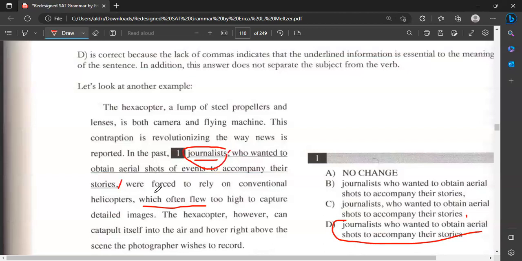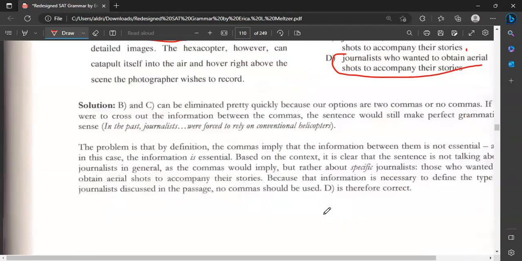Even if we take the next part as a non-essential clause, we'd say journalists were forced, and that means all journalists, and that's not true. So C, just like Jerome said, creates a non-essential clause moving from journalists to which often flew too high, which also doesn't make sense. Again, remember, we need either 2 commas or no commas. B and C have 1 comma. If we already know what's supposed to be non-essential, then we can tell. And D has no commas, and it leaves the specific group of journalists we're looking at, making D correct. All right, you guys are doing really good on this one.